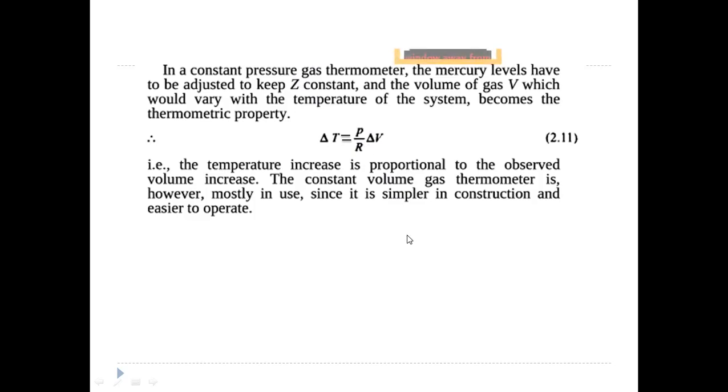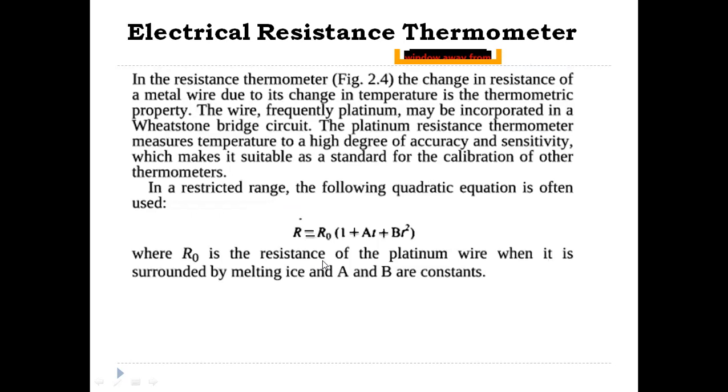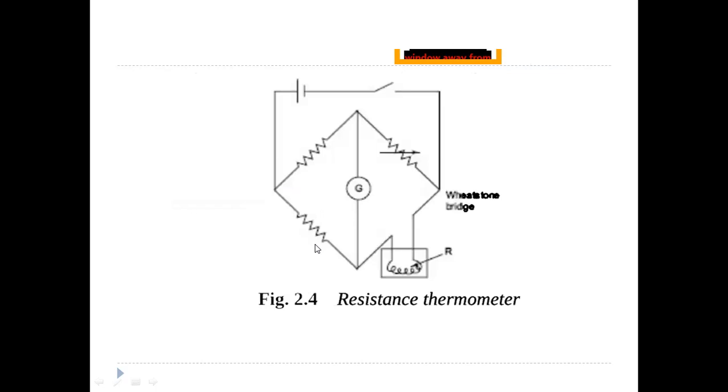The constant volume gas thermometer is mostly in use because it is simple in construction and easier to operate. Next, coming to the electrical resistance thermometer. This is the construction of the electrical resistance thermometer.